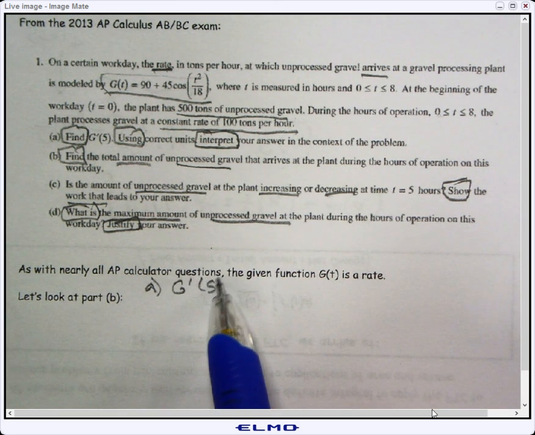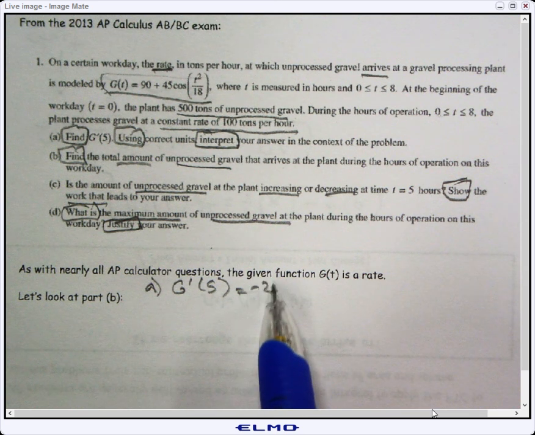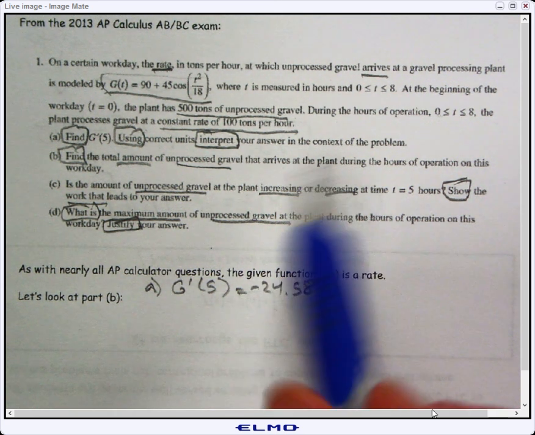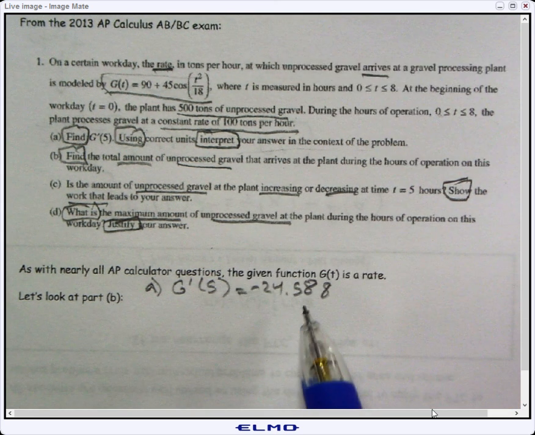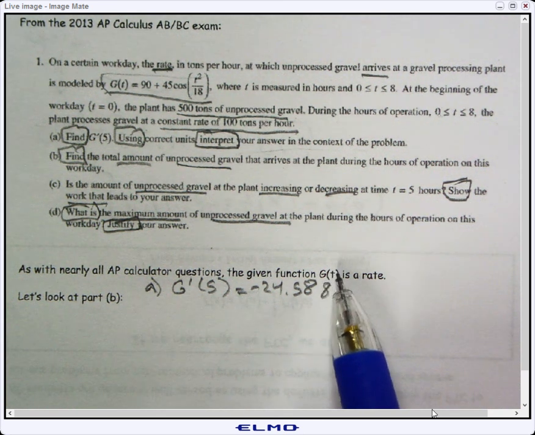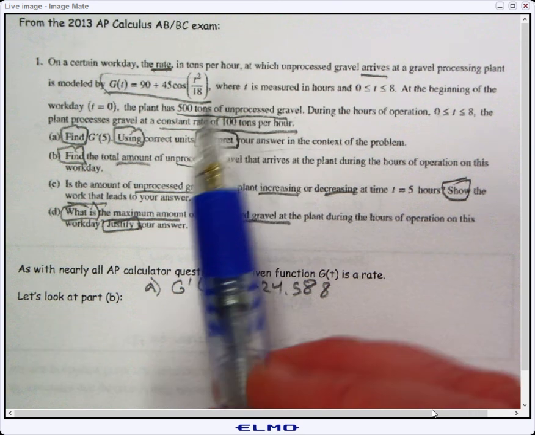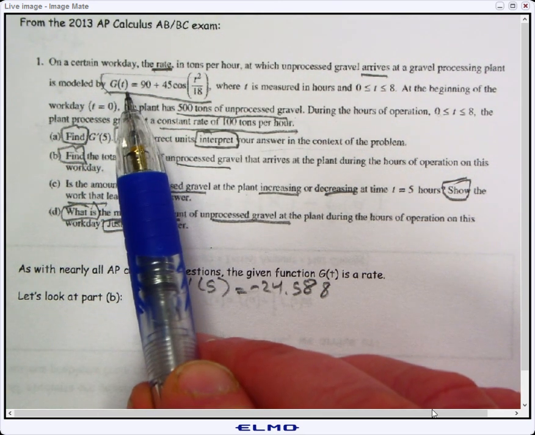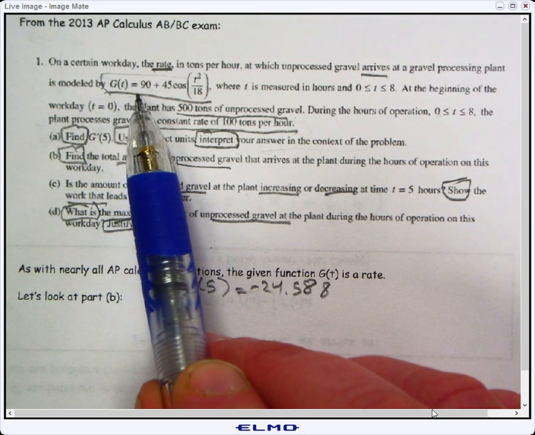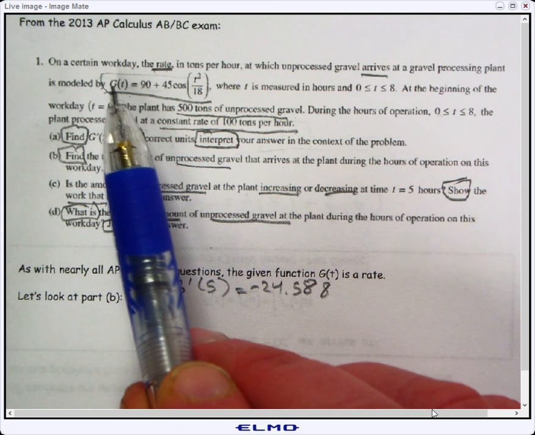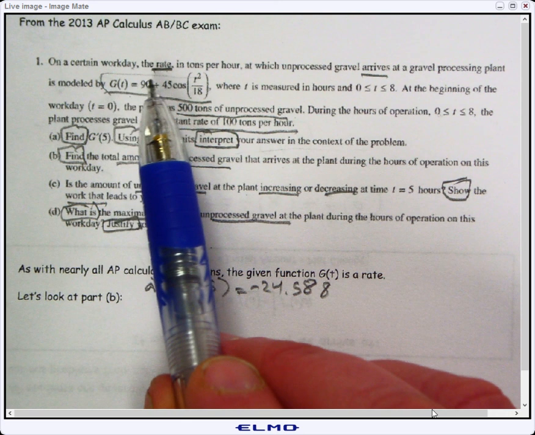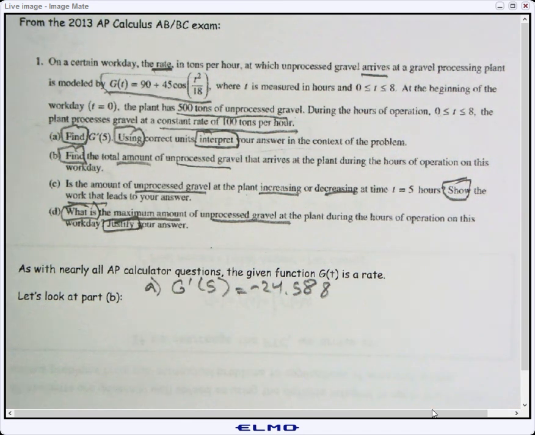And you get negative 24.588, and it says, interpret your answer in the context of the problem. The rate at which the gravel is arriving is decreasing. So this is the rate. So we're taking the derivative of the rate. So the rate at which the gravel is arriving is decreasing. Like really the second derivative.